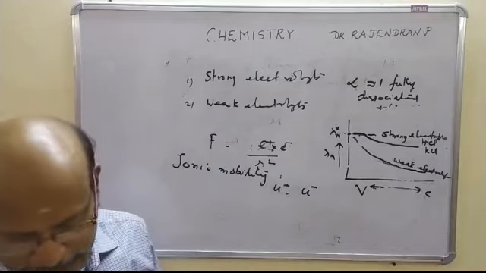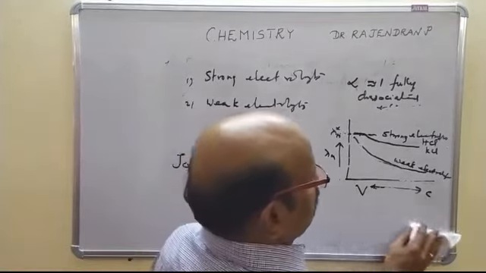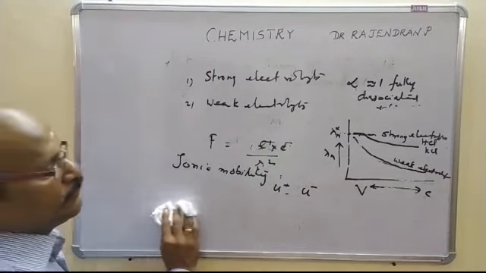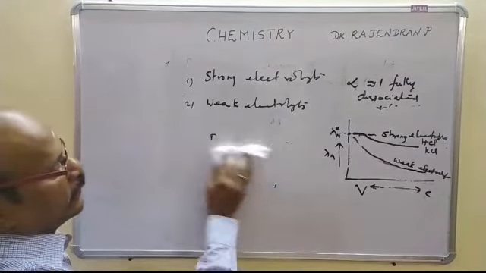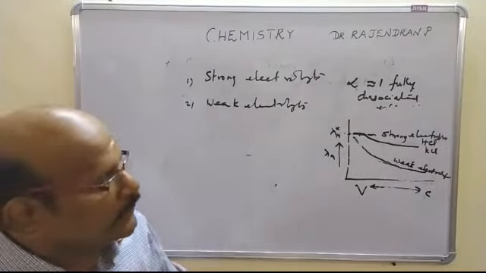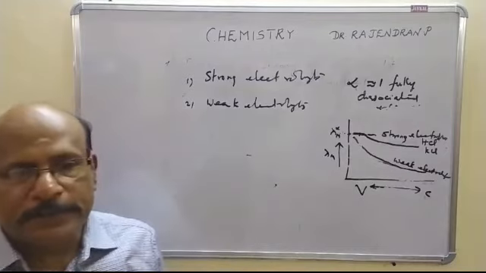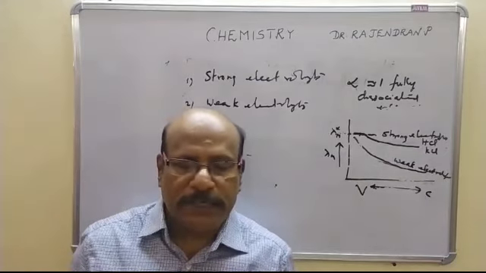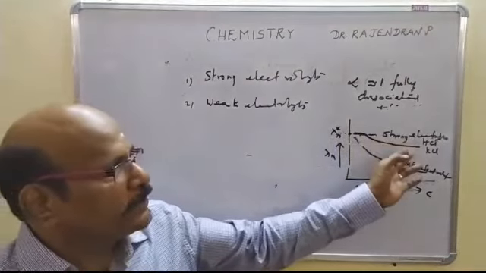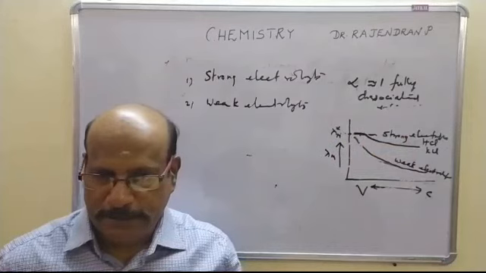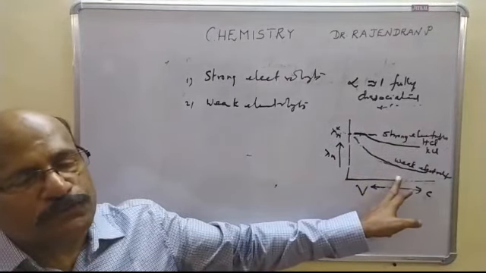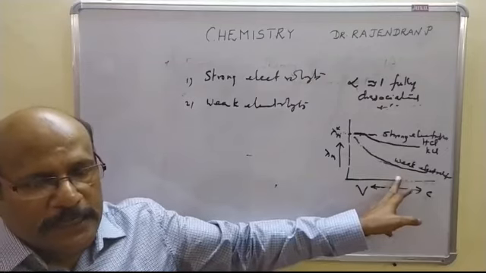That's the theoretical work. Practically, graphically, we cannot determine the lambda infinity of a weak electrolyte. So that is the conductance behavior, that is the limitation. We cannot explain the variation of the conductance behavior of a strong electrolyte based on this Arrhenius theory.